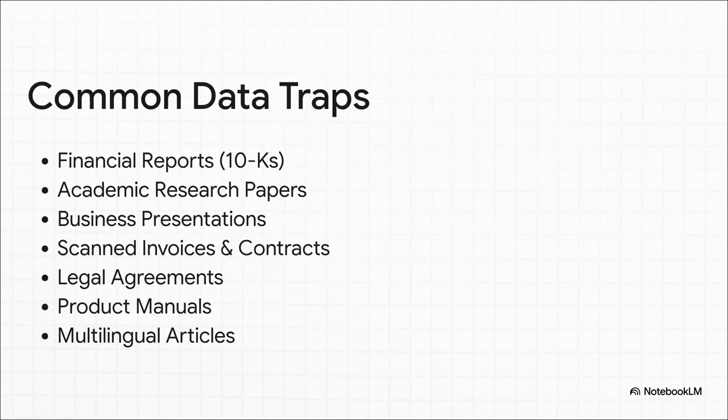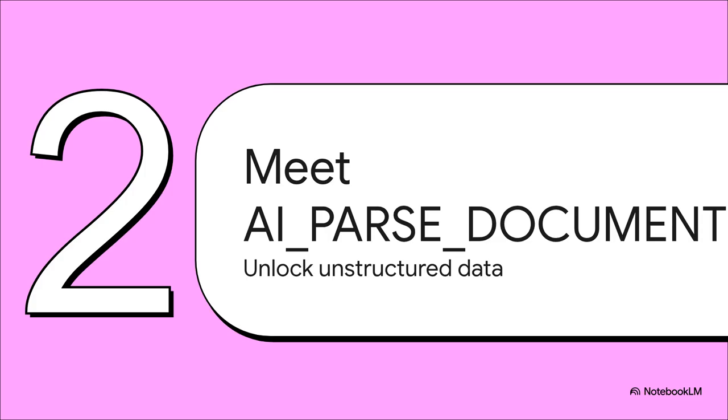We're talking about all that juicy info stuck inside of things like 10K filings, legal contracts, even PowerPoint decks. And because it's in these formats, it's incredibly difficult, if not totally impossible, to query that data and analyze it at any kind of scale. So how do we actually bust open these data vaults?